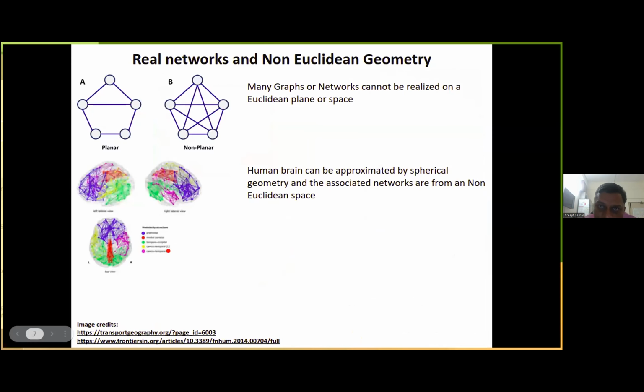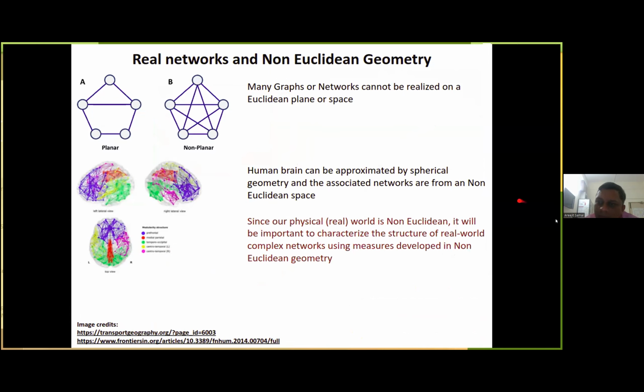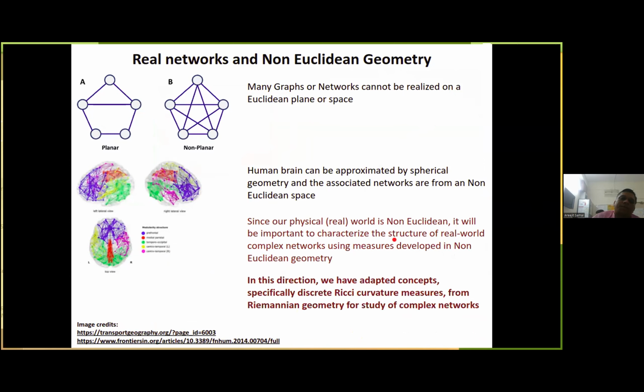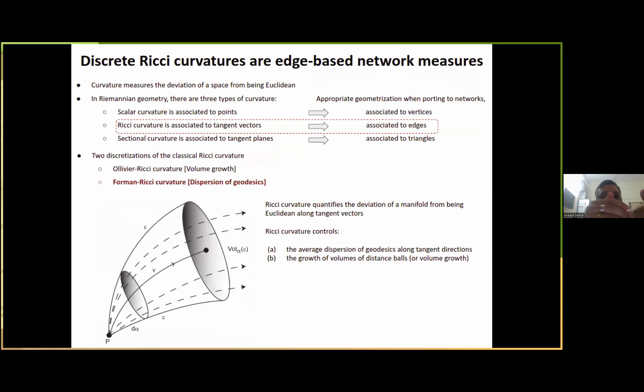Moving on, you can see that many real networks or graphs cannot be realized in Euclidean space. Furthermore, if you look at the human brain, it can be approximated by a spherical geometry, and the associated networks are then in a non-Euclidean space. So it makes sense to study the structure of these real-world complex networks using measures developed in non-Euclidean geometry. And in this direction, we have adapted concepts, specifically discrete Ricci curvature measures from Riemannian geometry, for the study of complex networks. Ricci curvatures give a different perspective on networks than the standard measures which have been widely used till now in this area don't provide.